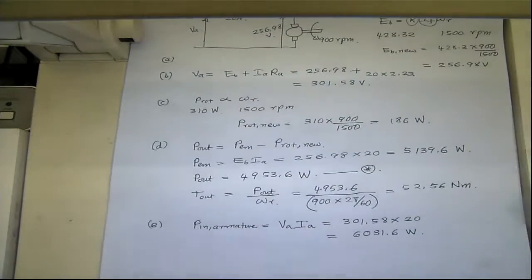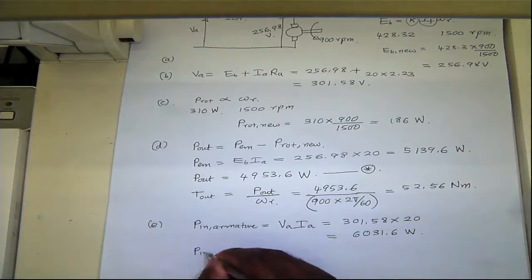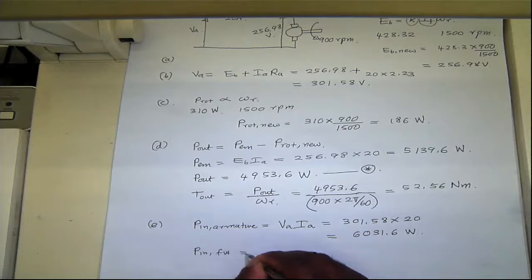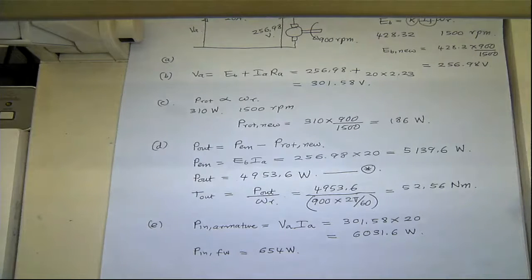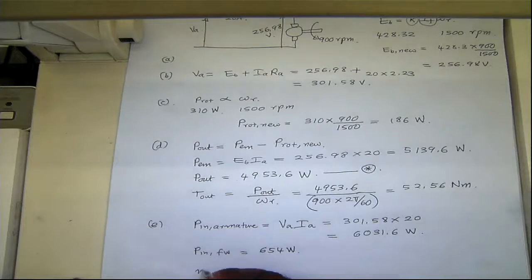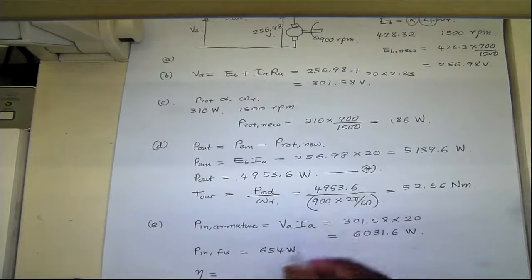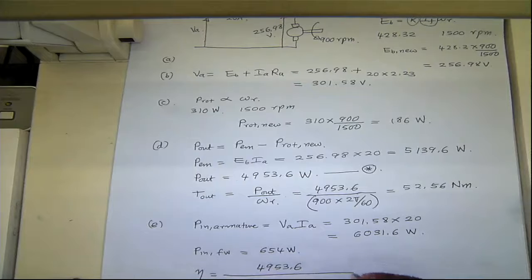And the field winding input power is the same as before. We didn't change the field winding, which we calculated before as 654 watt. So the efficiency will be the output power, which is 4953.6 divided by the total input power, that's this plus this here, 6031.6 plus 654.